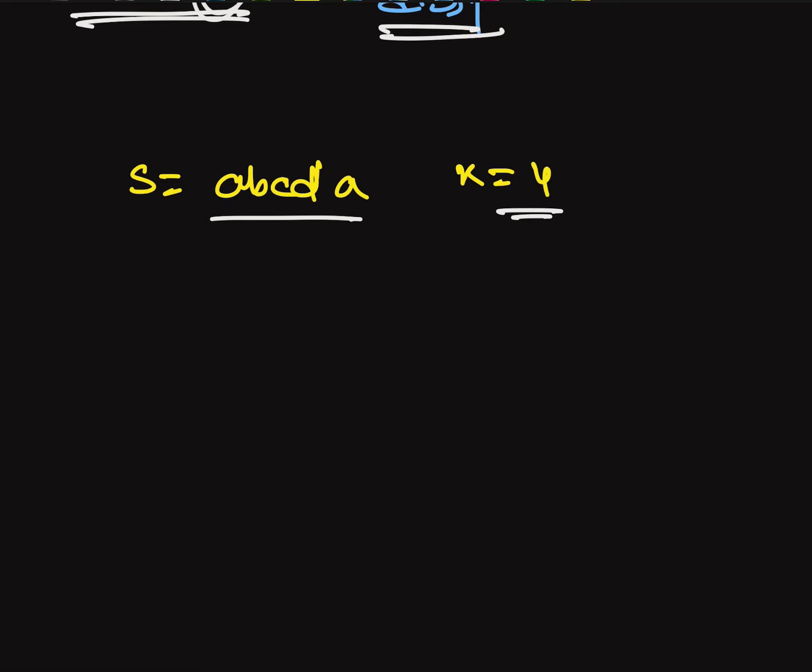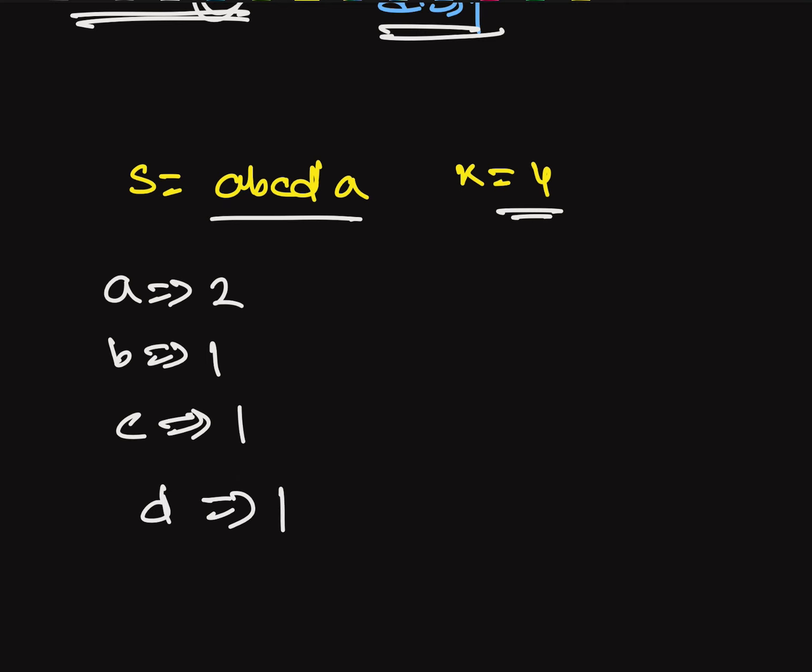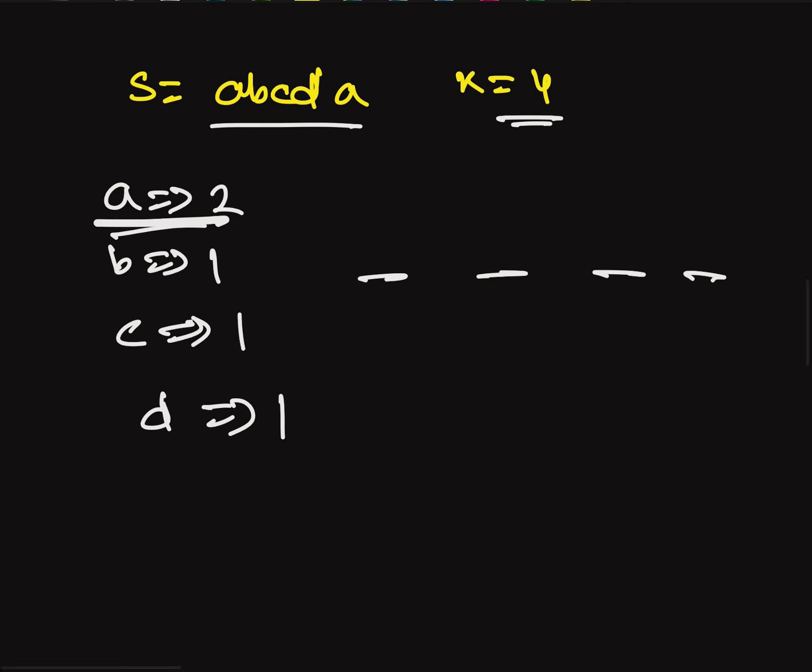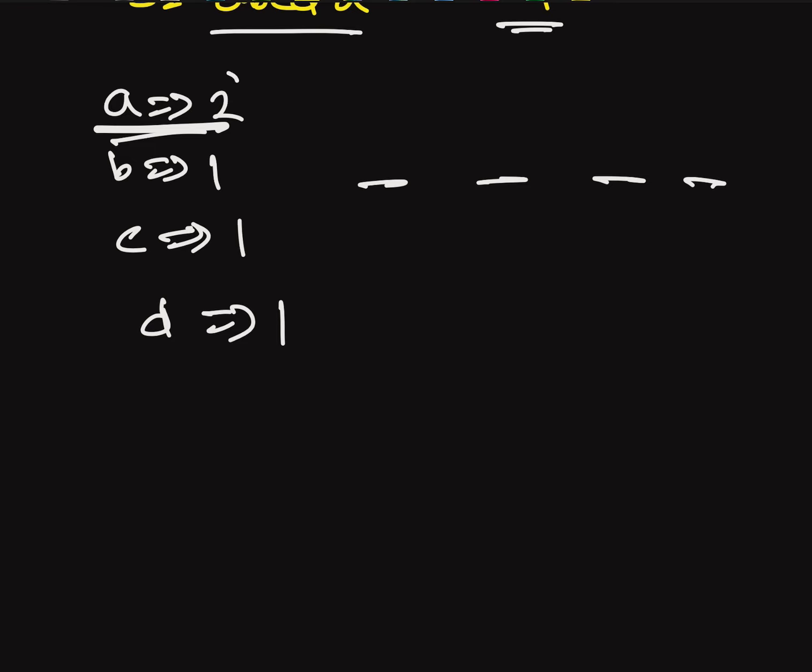Now, the frequency of A here is 2, B here is 1, C here is 1, D here is 1. Okay, I have to generate 4 palindrome strings. So the frequency of A is 2. So for the even frequency character, do I need to check anything? First of all, let's validate that. We don't need to check anything, because this is actually even.